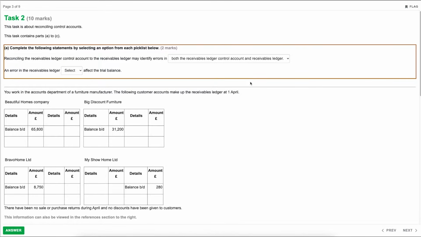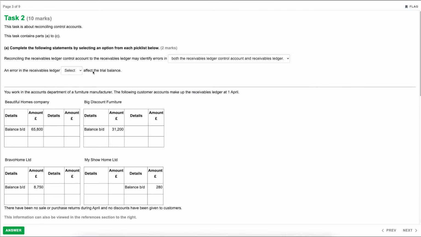The next one states an error in the receivables ledger, and then we have to select will or will not affect the trial balance. Well, the receivables ledger does not form part of your general ledger. It's a separate ledger, often referred to as your sales ledger. It's basically a separate ledger that records all our customers and the amounts that are owed from each of those customers on an individual level. So it will basically be a long list of all your customers and the amounts that each one owes to that business. So like I say, that does not form part of the general ledger.